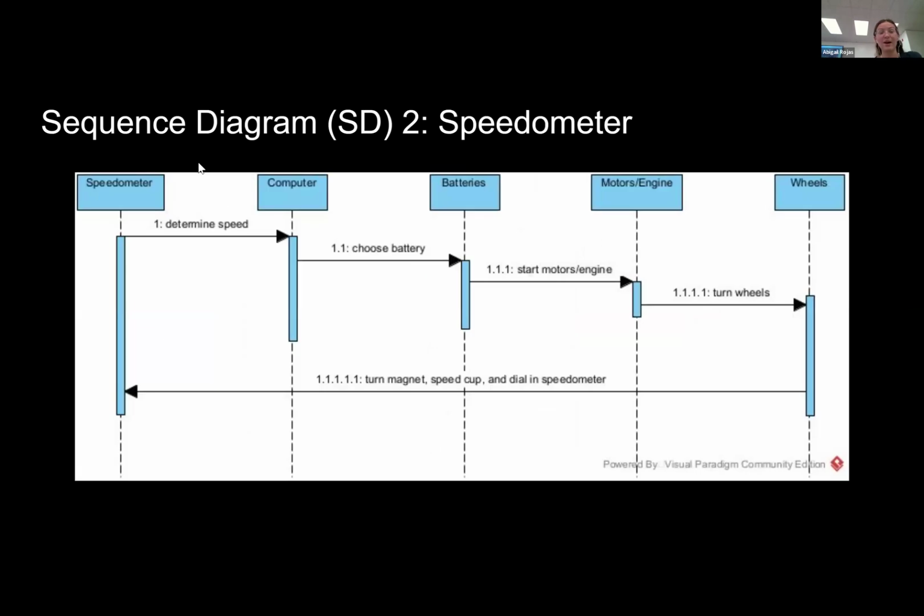And then for the speedometer, it would determine the speed, the computer will choose the battery, like choose whether to go in electric mode or just the traditional gasoline engine based on the speed. The batteries will start the motors or engine, which will turn the wheels, and that will turn the magnet and speed cup and dial in the speedometer. It'll just be a cycle that keeps sending the speed so it can choose which battery it should use.